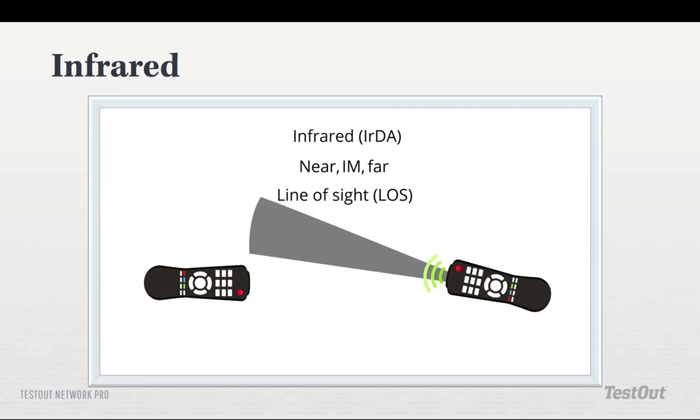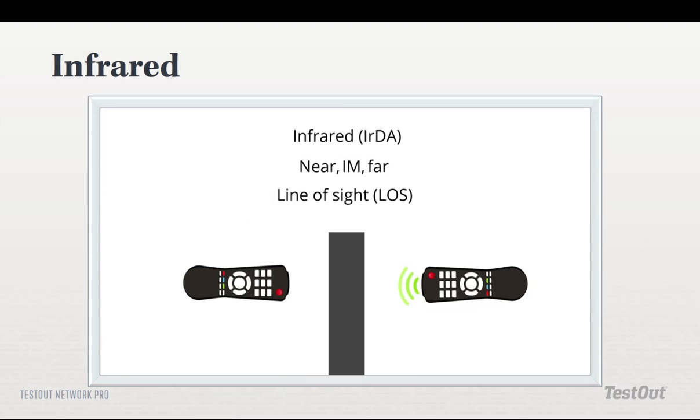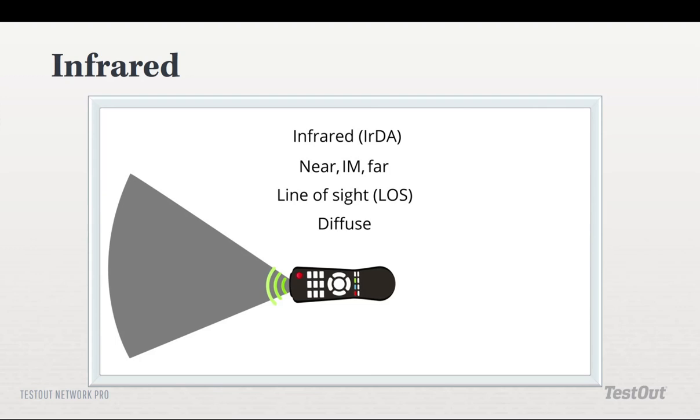Now we have another one. We have the line of sight over here. Notice how if it's not lined up, it's not going to be able to communicate. Then we also have another issue, which is a wall. So now we're losing our ability to communicate if it can't get through the wall.